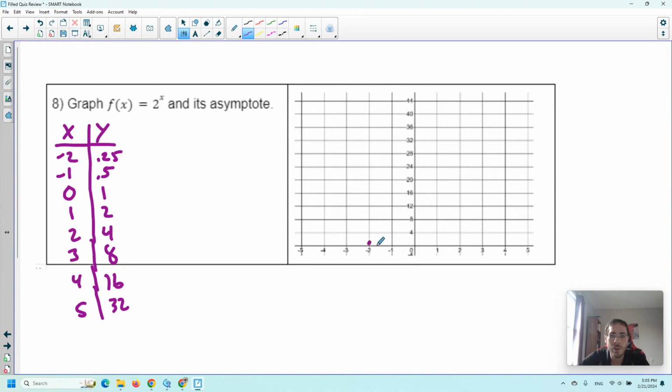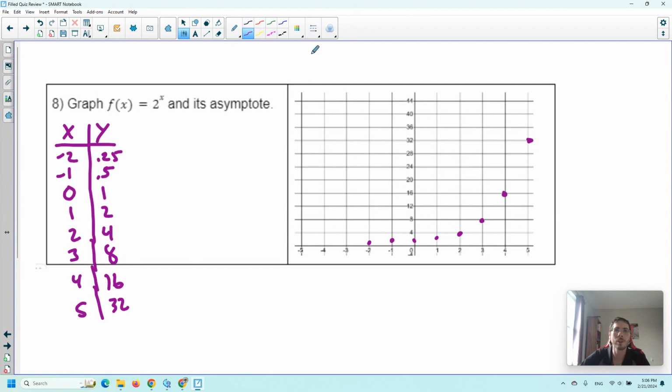And we can plot these points. So -2, 0.25 and -1, 1/2 are pretty low. 0, 1 is pretty low. 1, 2 is pretty low. But then 2, 4 gets a little bit bigger. 3, 8 gets a lot bigger. 4, 16 gets a lot bigger. And then 5, 32 gets really big. So we can see, again, that's got that good exponential swoop that's going on right there.